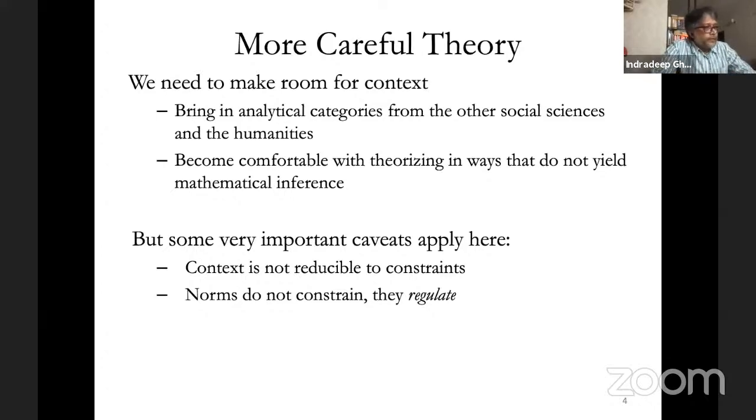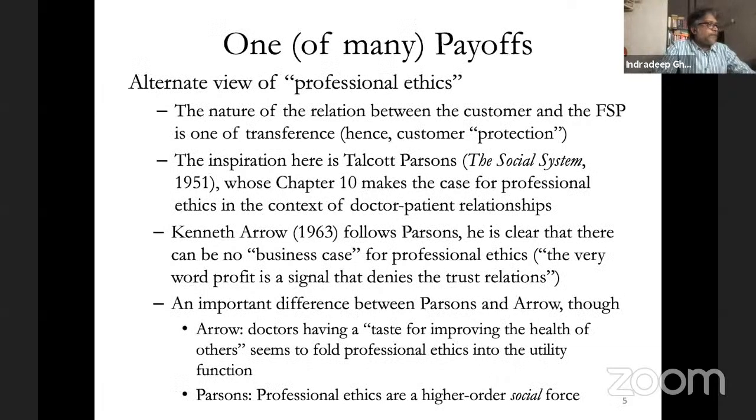So more context, but context is not reducible to constraints. Things like social norms, religious norms, cultural norms are context, but they are not constraints. They do not constrain, they regulate. There is a consequential difference here that we should respect and be mindful of when we are doing this kind of interdisciplinary work. We should not attempt to force fit everything that we wish to think about into the language of economics. Now, what shall we gain from the kind of approach that I have laid out here?